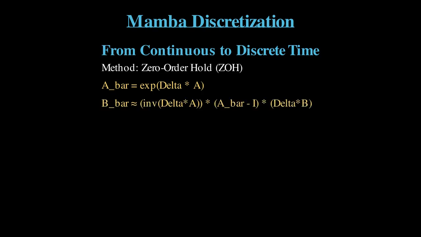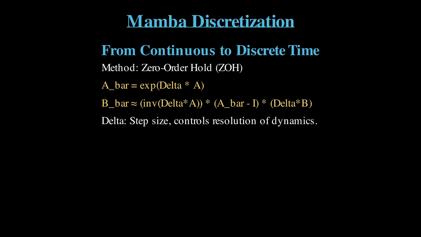A standard method is the zero-order hold, or ZOH. It assumes the input u is held constant over a small time step, which we'll call delta. This turns our differential equation into a recurrence relation. The new discrete transition matrix, A bar, is the exponential of delta times A. The new input matrix, B bar, has a more complex form, but it's a well-defined transformation of the original A and B, also dependent on delta.